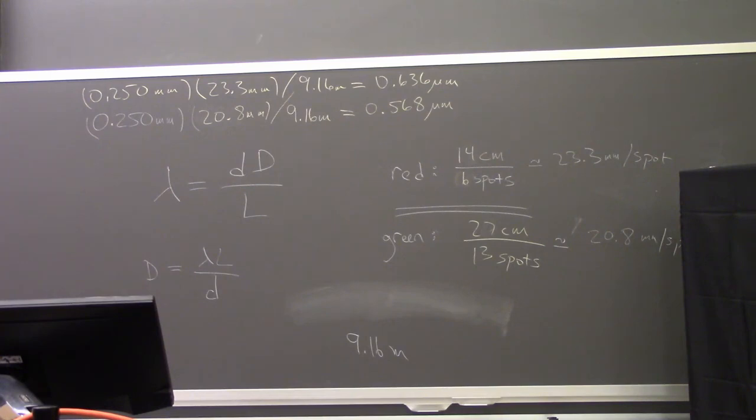Anyway, this is how you can measure the wavelength of light. You can use the interference pattern when you run monochromatic light through a pair of slits of precisely known separation.